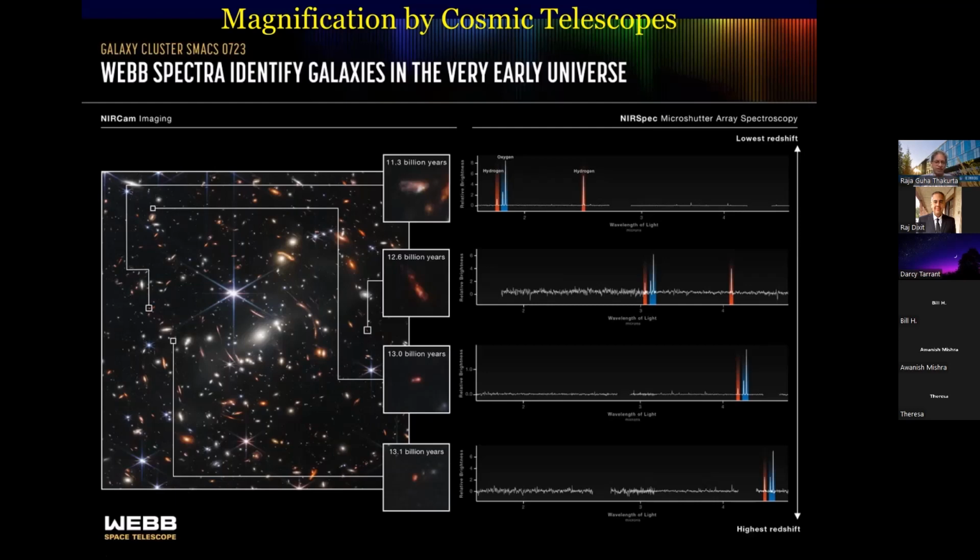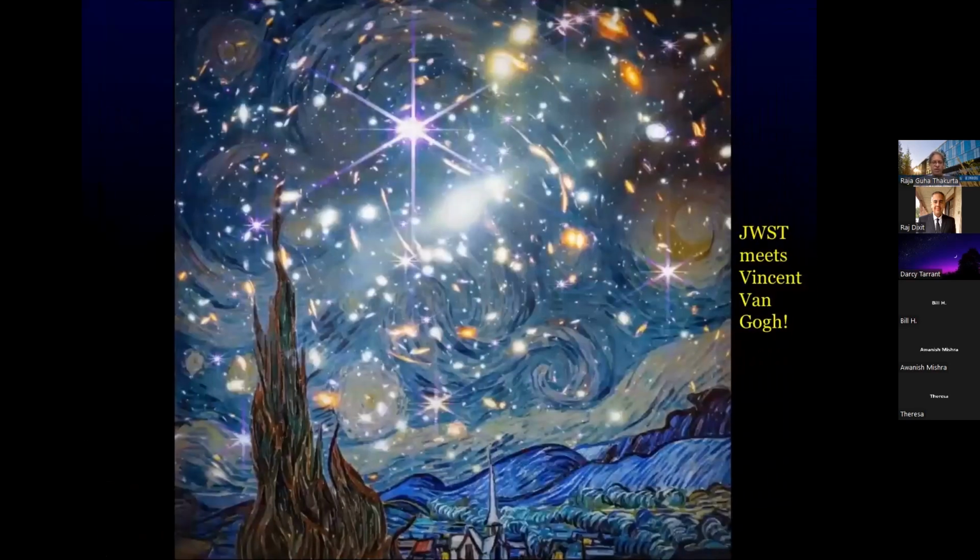Now, the next image is one of the most spectacular images I've come across. Raj, I think you should make this your screensaver. This is that same image, but superposed on Van Gogh's Starry Night. I think this is a lot prettier than James Webb alone. And I bet Vincent van Gogh would have as big a smile on his face as that whale shark if he knew we were doing this.